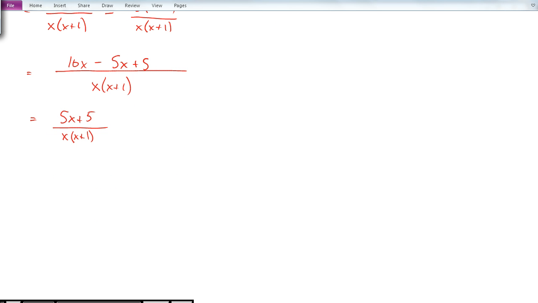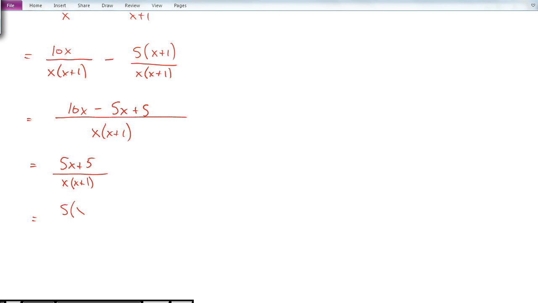Teachers typically want you to do it completely factored or completely unfactored, just to make sure there aren't any common factors. I'll factor out this 5. Did I make a mistake? I sure did. This should be a minus 5. There's that distributive property getting messed up. Okay, this is 5 times x minus 1 over x times x plus 1.